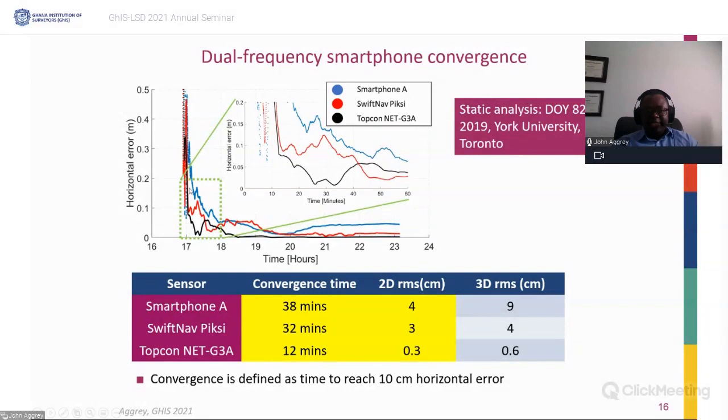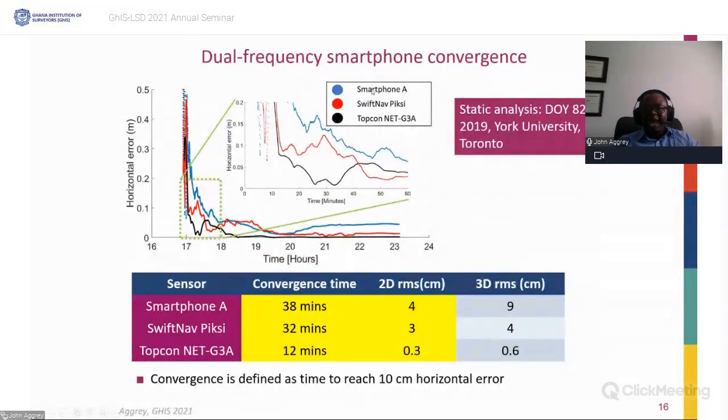Here, the black plot is signifying the Topcon result. You can see, as expected, the Topcon converges really nicely and stays practically flat the whole time. In the result I had, it took almost about 10 minutes or so for it to fall under 10 centimeters. So this is the 10 centimeter mark, and then it falls under it. That took about 10 minutes or so. In this case, it's 12 minutes.